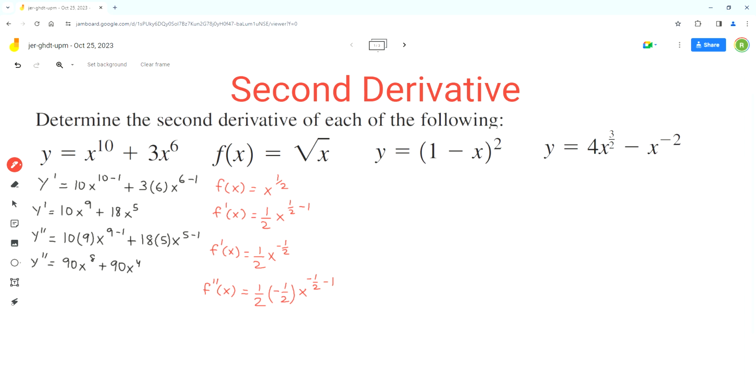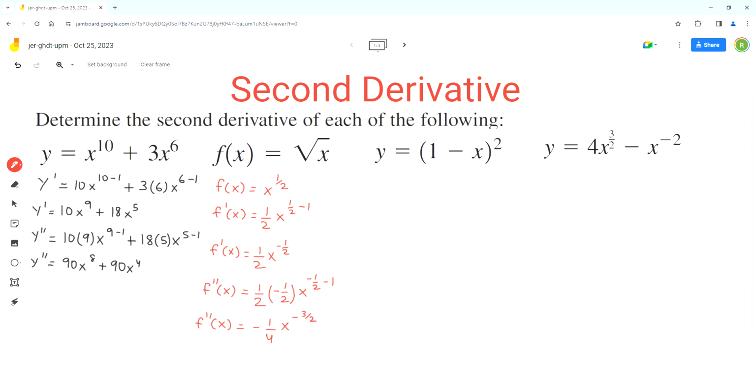Now we can simplify this expression. So the double prime of f of x equals, so 1 over 2 times negative 1 over 2 is negative 1 over 4. And then for the x term, we can subtract 1 from negative half, which is equal to negative 3 over 2.